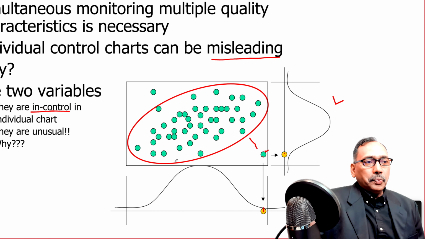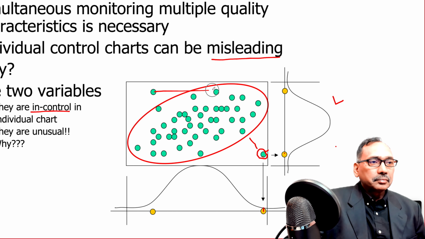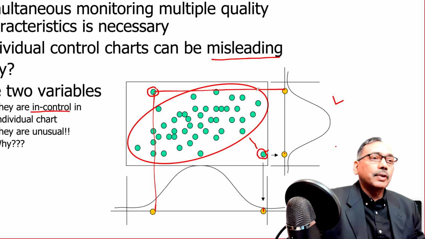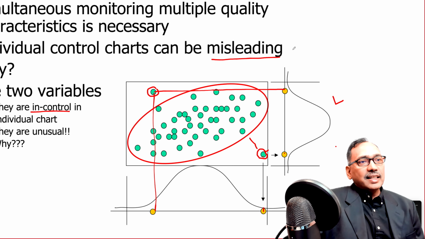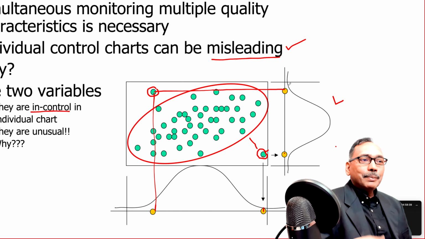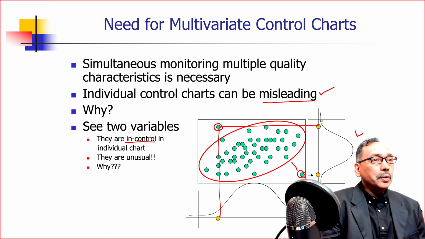These points look very normal for the individual variables, but together you can see this is far away from the group, and the same thing for this point here. It looks well within the limits for individual variables, but on the bivariate plot it definitely looks like an outlier or out of control situation. That's why individual control charts can be misleading. They may not signal the presence of assignable causes of variability in the data when actually there is one. One has to be careful.